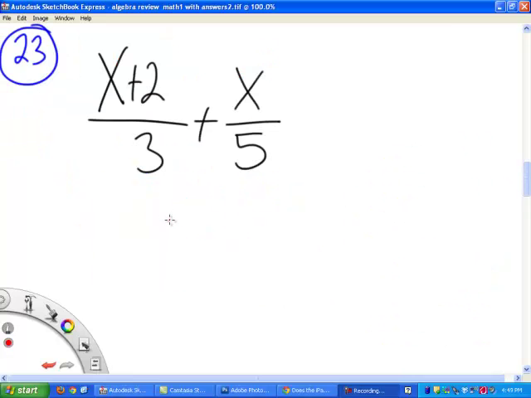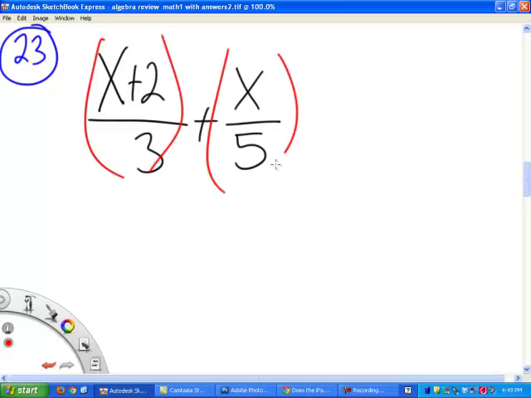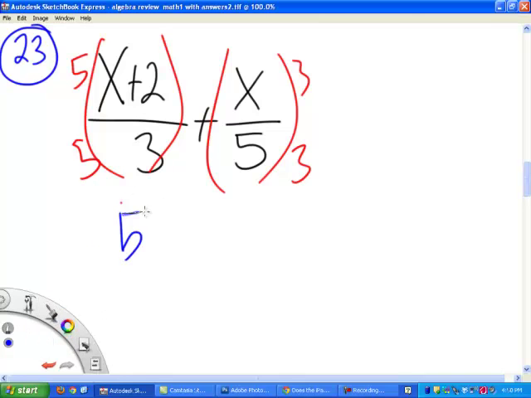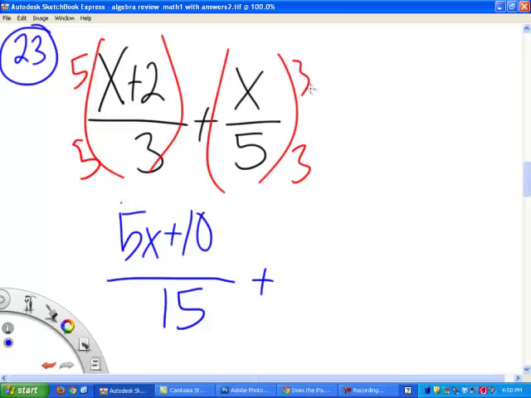Number 23. What is the sum of x plus 2 over 3 and x over 5? So again, we're going to need to get the denominators the same. So I'm going to multiply the left side, both top and bottom, by 5, and the right side, top and bottom, by 3. So 5 times x is going to be 5x. 5 times 2 is 10 over 15. It's going to be plus 3 times x is 3x over 3 times 5 is 15.